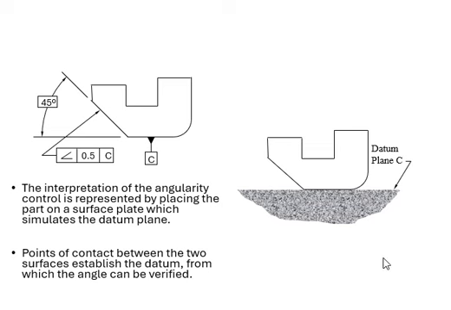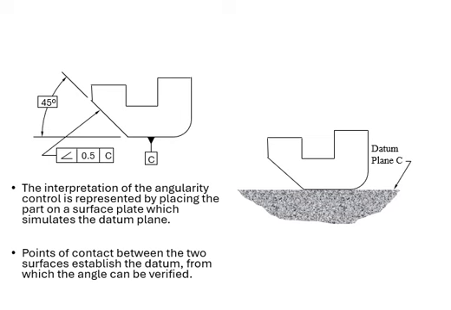Okay, so how are we going to do the interpretation? All you have to do is put the part on a surface plate. So this is your surface plate, it's happening in the lab. When you place the part on the surface plate, then you get that datum plane. Otherwise you can see only the surface on that part. So when you put the part on this surface plate, this contact right here is your datum plane.